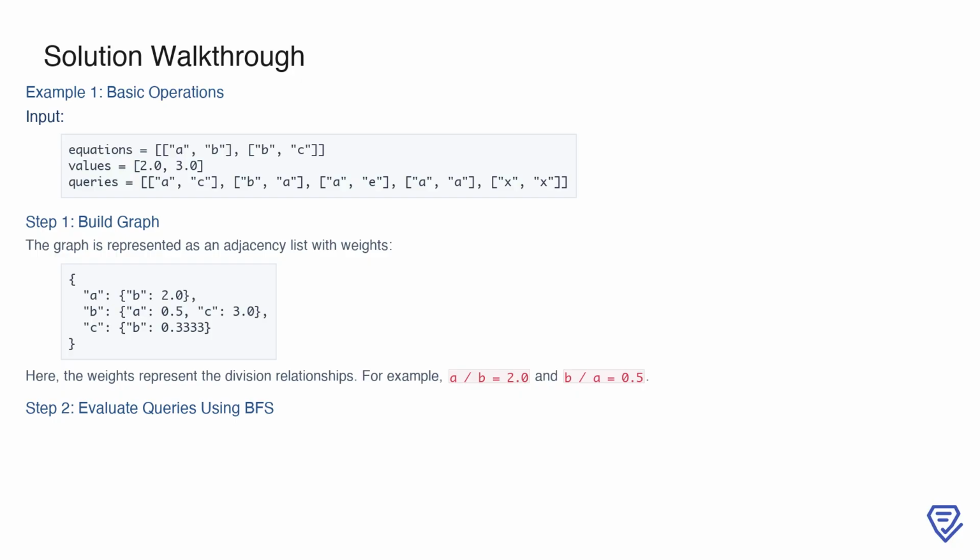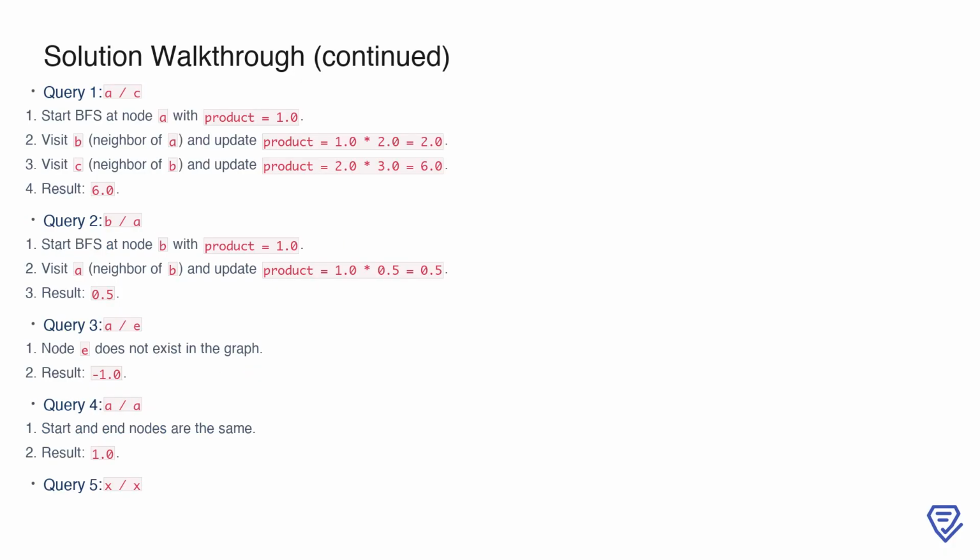This allows us to find the product of weights along a path between any two nodes, if such a path exists. Now, we start evaluating the queries using BFS. For the first query, A/C, we begin at node A with an initial product of 1.0. From A, we visit its neighbor B, updating the product to 2.0. Then, from B, we visit C, further updating the product to 6.0. Thus, the result for A/C is 6.0.